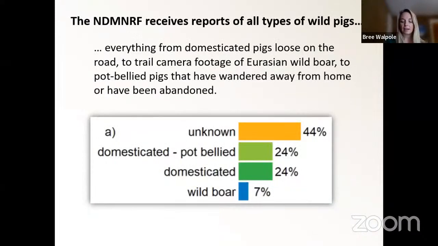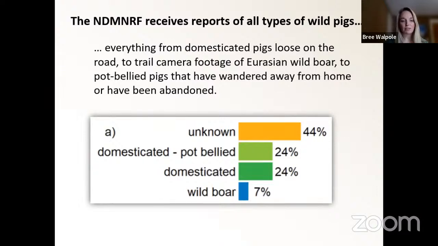Okay, so over the next few slides, I'll be presenting information from my colleagues at Science and Research Branch. This information is based on their most recent sightings report. They develop annual sightings reports, and this one captures sightings information from April 2020 until March 2021.